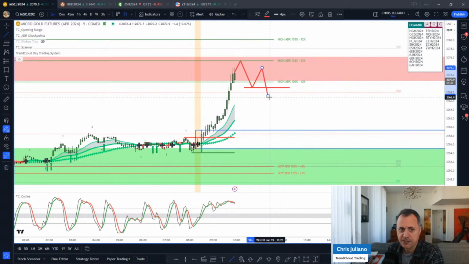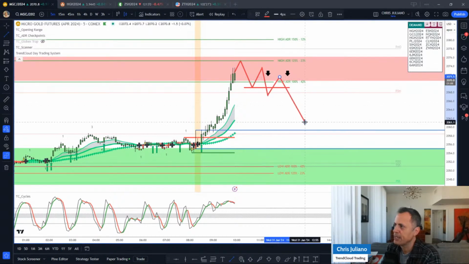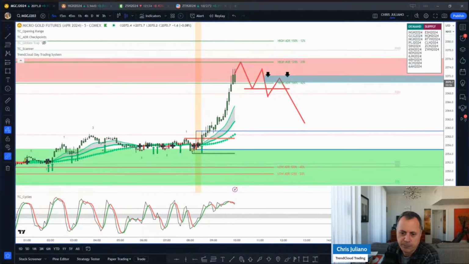And if it gives us a clean pattern like that, then we can start looking for those TrendCloud signals, or we can start looking for some type of retest and the move down, right? The retest would take place after we break through this structure here. It might be up in here somewhere, right? That's what we would look for.